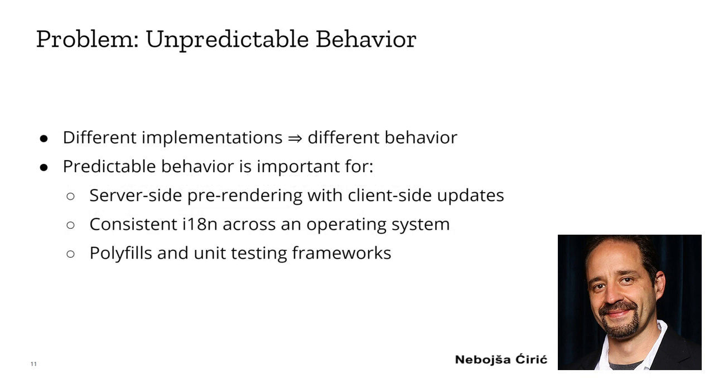Another challenge with patchwork is unpredictable behavior. Many different implementations of core functionality like date and time formatting result in subtly different behavior based on differences in CLDR version, bugs in code, or different assumptions. Predictable behavior is important because it enables i18n to be performed in two different environments and get the same results. Websites using server-side rendering want the same behavior on client-side for live UI updates. Operating systems want consistent formatting across all apps. Polyfills and unit testing frameworks want to match the output of their reference implementation.